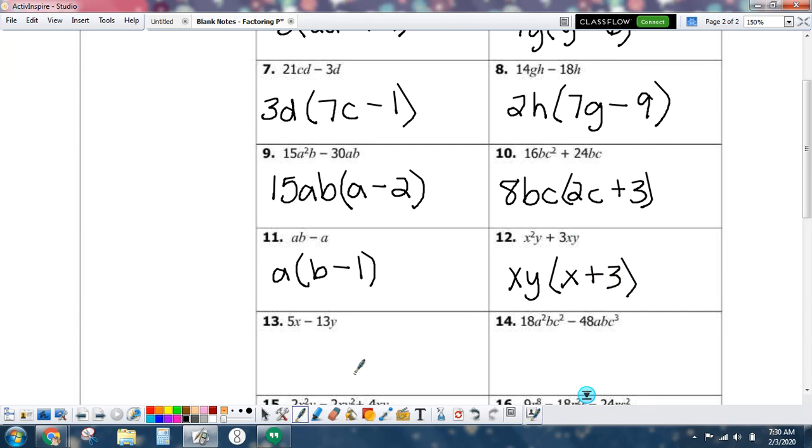All right, for number 13, we have 5x and we have negative 13y. 5 and negative 13 don't have any common factors, and neither do x and y, so this one's going to be prime.